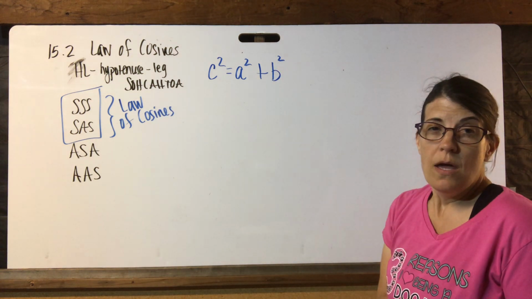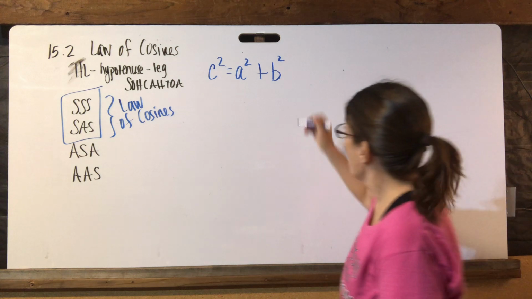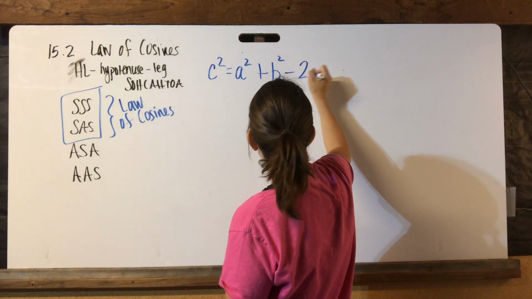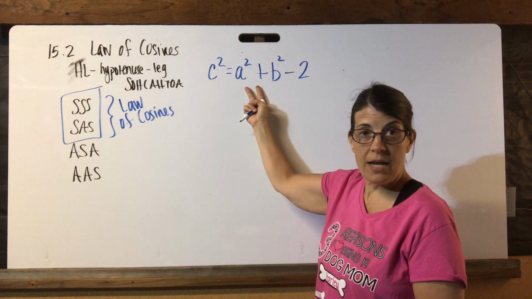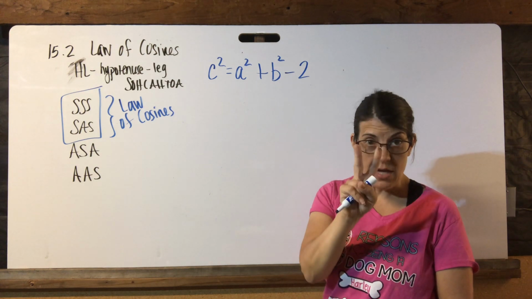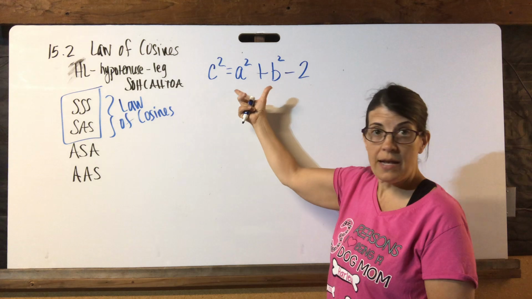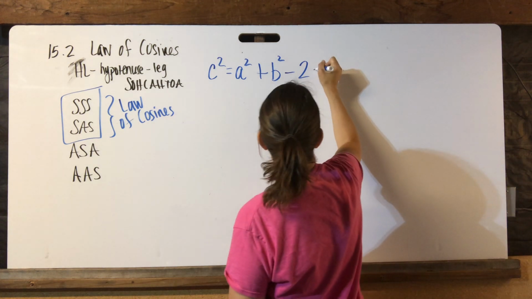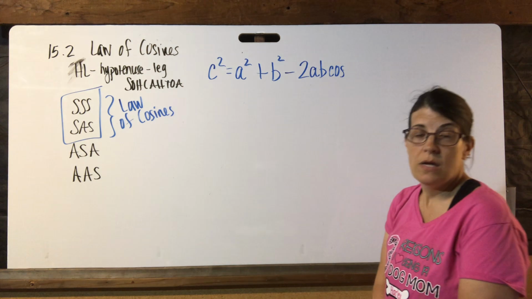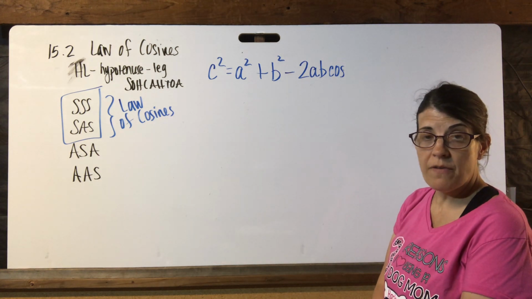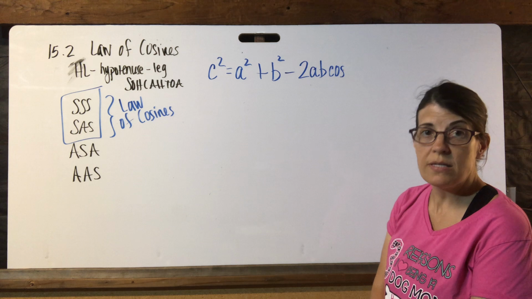Okay? All right, we're going to add on to this. Minus 2. You have 2 sides right here. You have side A and side B. So you have 2 sides, and you have side A and B. So we're going to multiply A and B times the cosine of angle C, which is gamma.